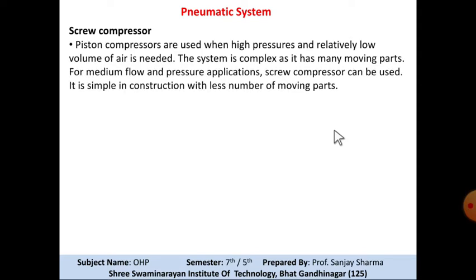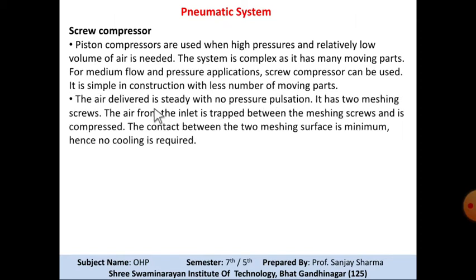The next one is the screw compressor. Piston compressors are used when high pressure and relatively low volume of air is needed. The system is complex as it has many moving parts. For medium flow and pressure applications, a screw compressor can be used, and it is simple in construction with fewer moving parts. The air delivered is steady with no pressure pulsation.